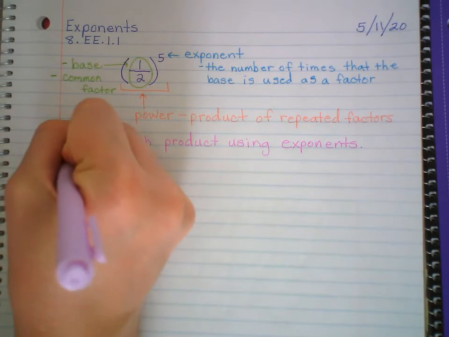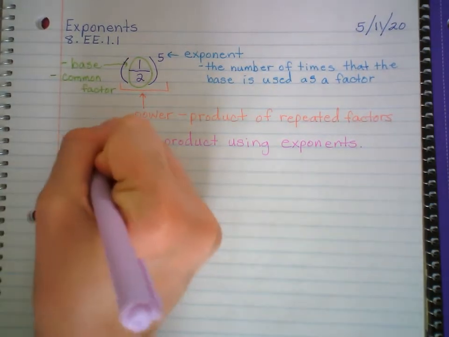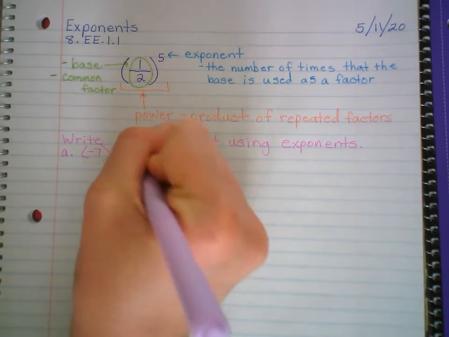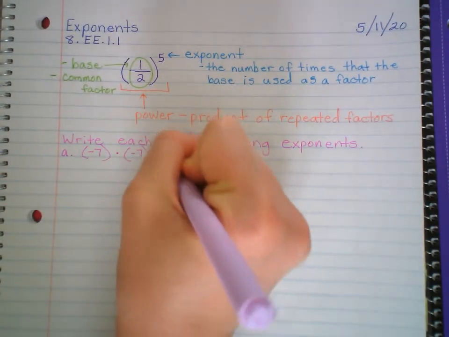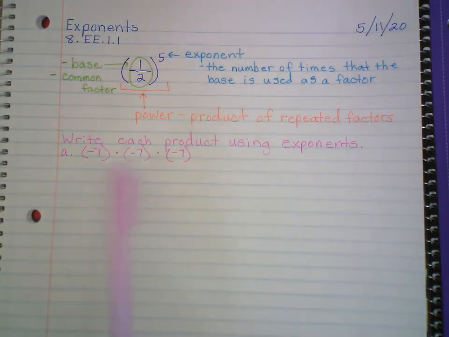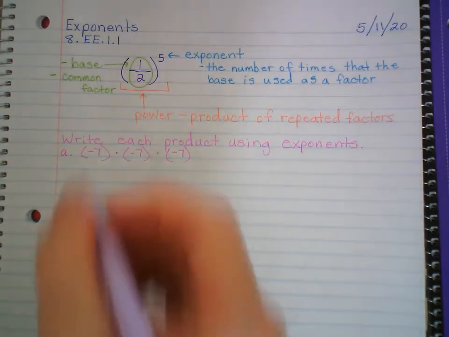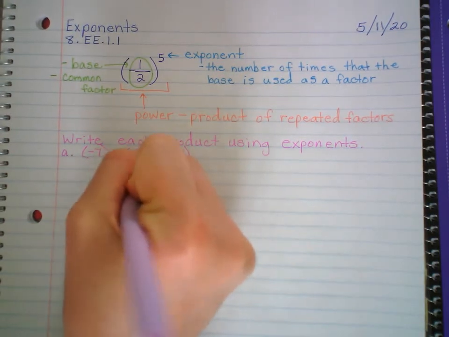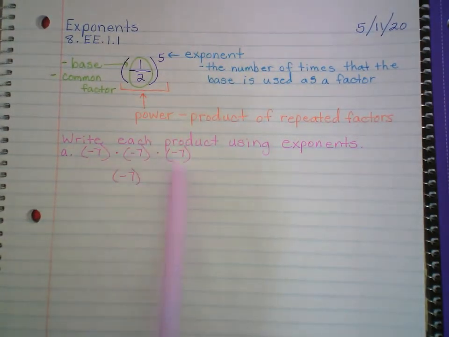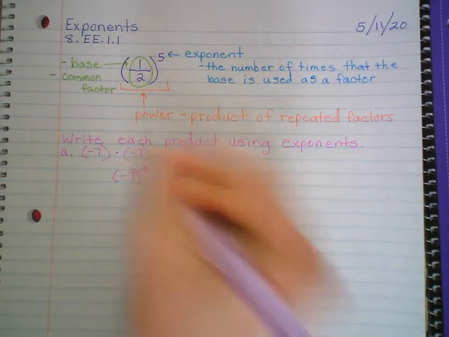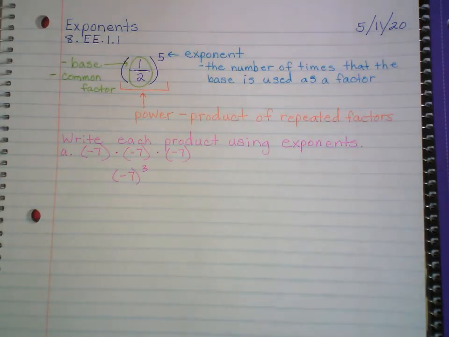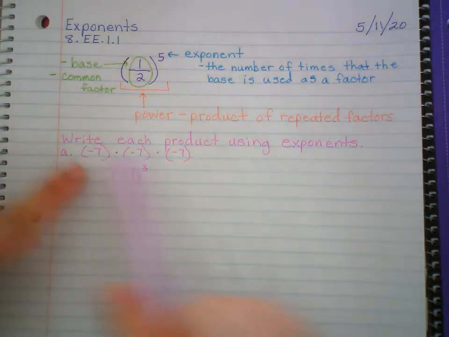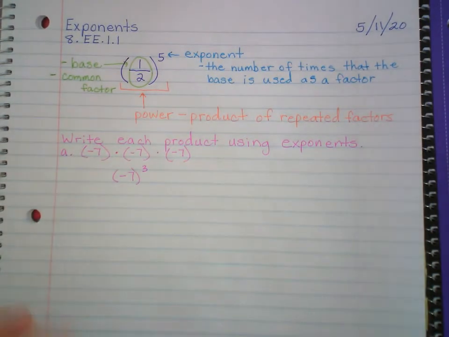So, example A. We have -7 times -7 times -7. Okay? So we're going to try to change this. And you know, that's kind of obnoxious to write this out 3 times when you can just use the base and the exponent. So the base is what's in parentheses. So it's -7. And then the exponent is how many times do we multiply it by itself? 3. So -7 to the third. So we have the expanded form and we're compressing it. And then in the next examples, we're going to take the compressed form and expand it and solve it.